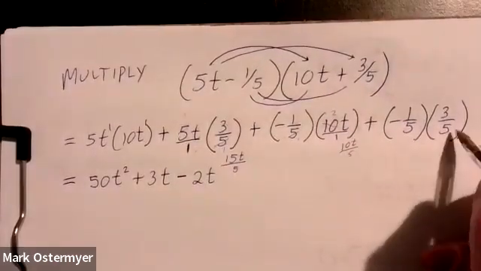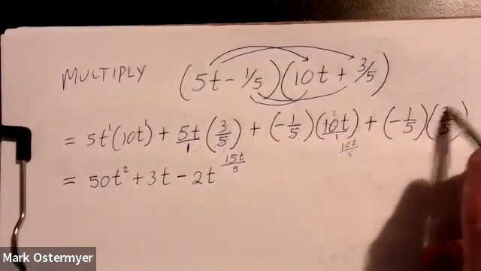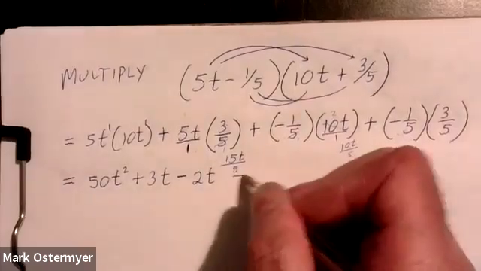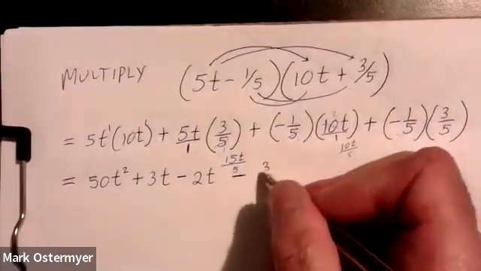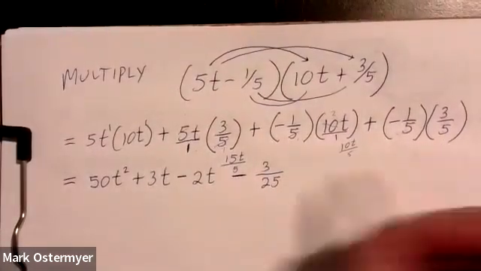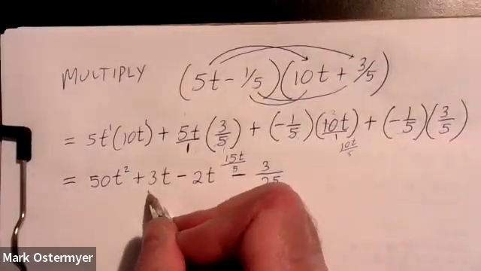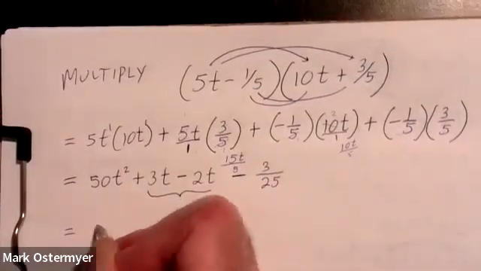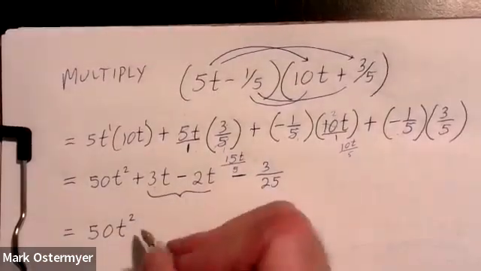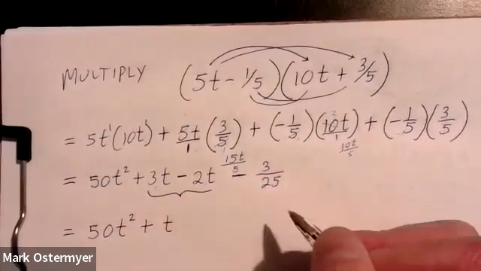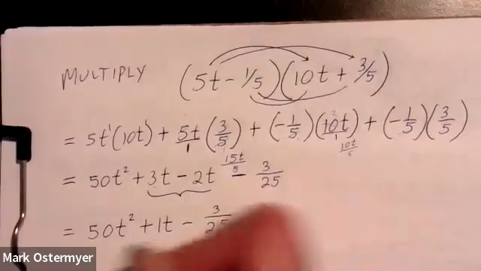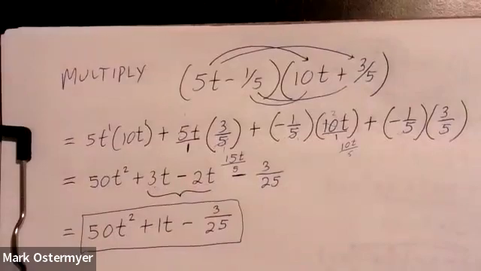And then finally, negative 1/5 times 3/5. There is no cross canceling available here, so you basically just have to go with it. A negative times a positive is a minus, and 1 times 3 is 3, and 5 times 5 is 25. So negative 1/5 times 3/5 is negative 3/25. We do have two like terms in the middle that need to be combined, and therefore our final simplified product is going to be 50t squared. 3t minus 2t is plus 1t, or just plus t. It's understood there's a 1 there. Minus 3/25, and that is it. That's your answer. That's the product of those two binomials.